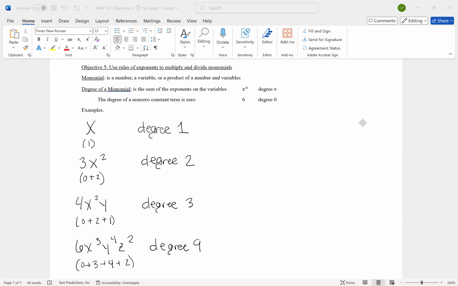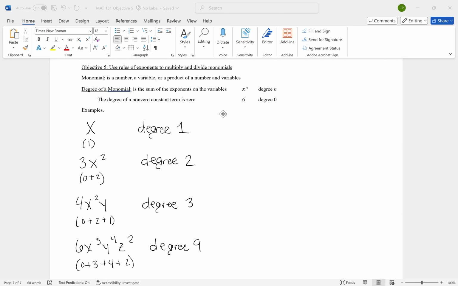All right, class. Today we're going to cover Objective 5 for Math 131. For Objective 5, we're going to use the rules of exponents to multiply and divide monomials, okay? So first of all, a monomial is a number, a variable, or a product of a number and variables.